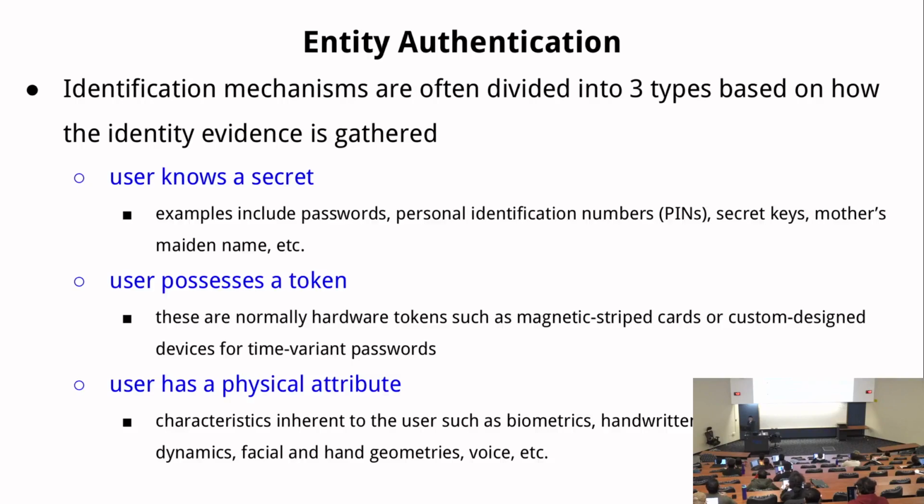This is the most popular authentication, not necessarily the most secure way. Like with all other security solutions, the practical ones are not necessarily the most secure ones. The second type of authentication is that a user possesses a token. The token may have some information, some computing capability, and also some secret.